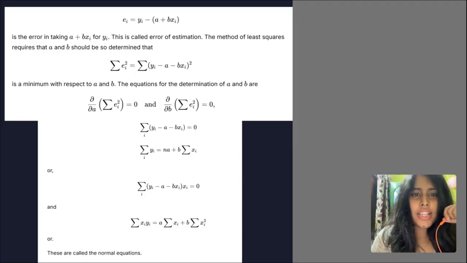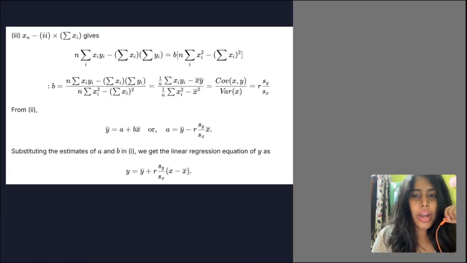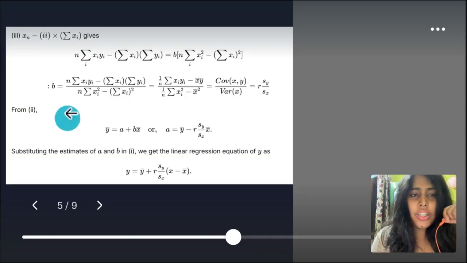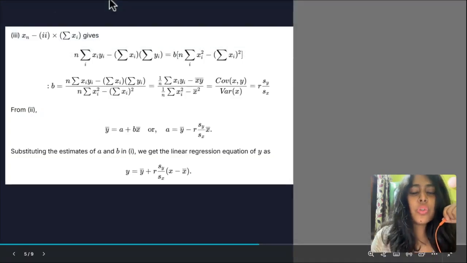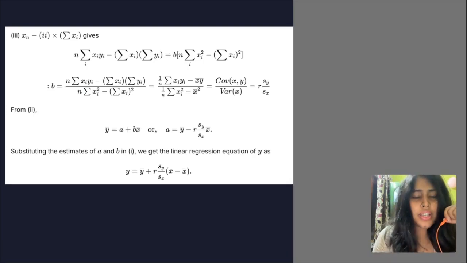Now from equation 2, we get y bar equals a plus b x bar, or a equals y bar minus r sy by sx times x bar. Look at this, very cool result.